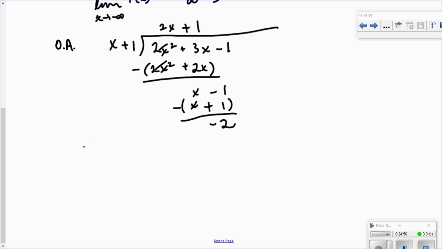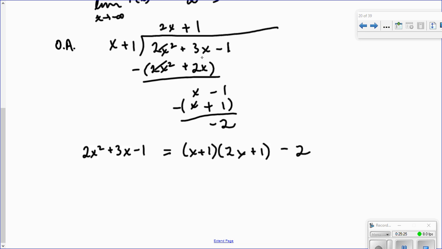So what's happened here? Here's my original question, my division statement. That original polynomial can be found by multiplying my x plus 1 and my 2x plus 1, and then taking away my remainder. If I expand that out, this is called a division statement, and we used to do this way back. So that's how I found it.